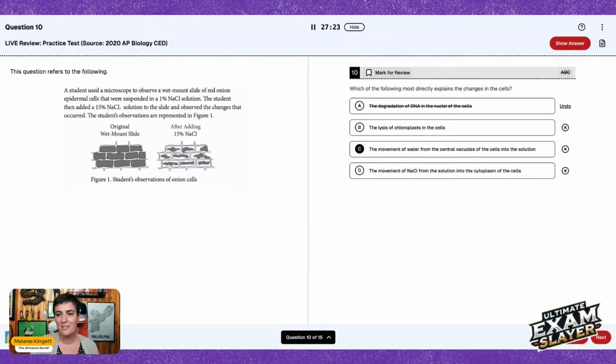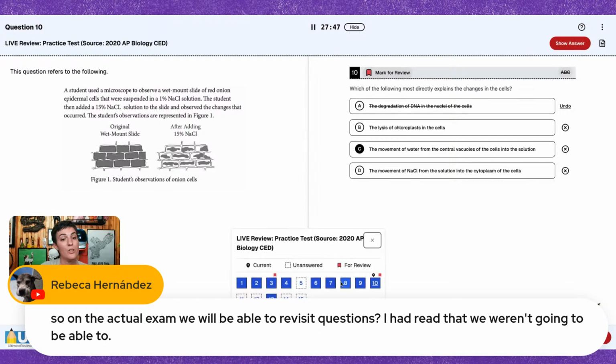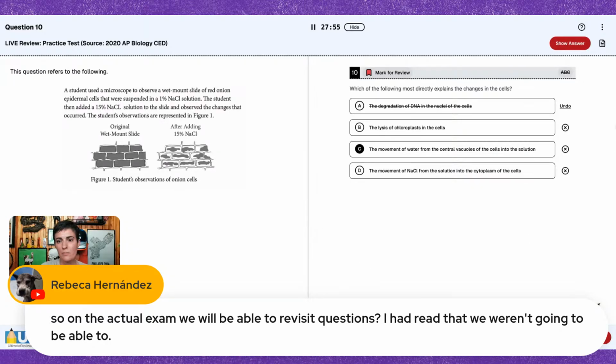All right. I'm going to pause. We're about halfway through and I want to answer this question. On the actual exam, will we be able to revisit questions? I read that we weren't going to be able to. Yes, you can. It's called Mark for Review. It is something that you will have, and that's what this is showing up at the top. We do have this feature at the top, and then you could check on the bottom to show which questions have been marked and which questions have not been marked.